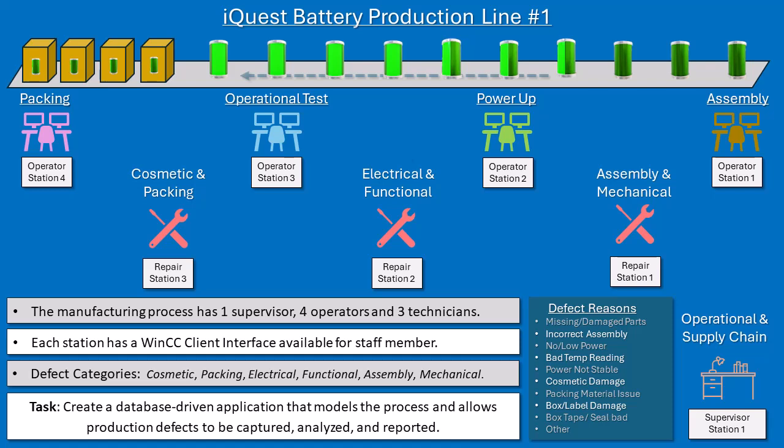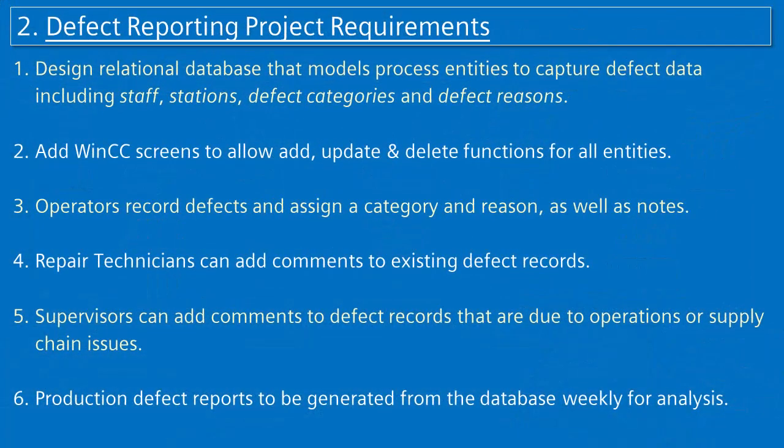We need to capture and record defects from the manufacturing line, such as missing or damaged parts, incorrect assembly, no or low power, bad temperature readings, power not stable, cosmetic damage, packing material issues, box label damage, box tape or seal bad, or other defects. There is also a supervisor station where supervisors add comments to defect records that are caused by operational or supply chain issues. Our task is to create a database-driven application that models the process and allows production defects to be captured, analyzed, and reported. Our requirements for this project are as follows.